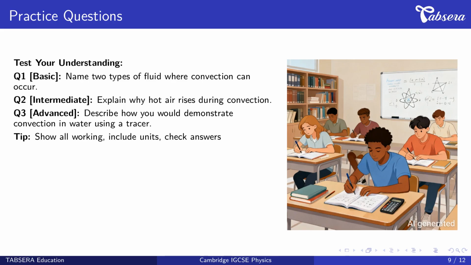Question 3 is advanced. The question is, describe how you would demonstrate convection in water using a tracer. This tests your understanding of experimental methods and observation techniques. For all questions, remember to show your working clearly, include units where appropriate, and check your answers make physical sense. Write your answers now before looking at the solutions.